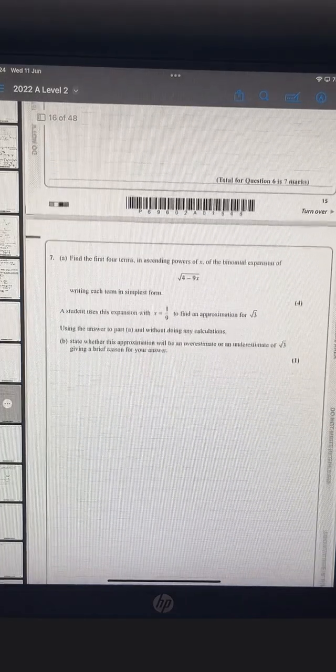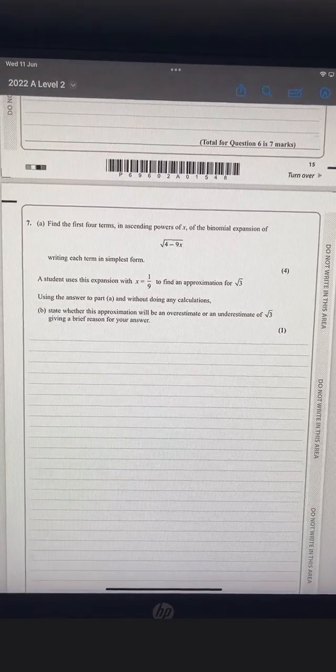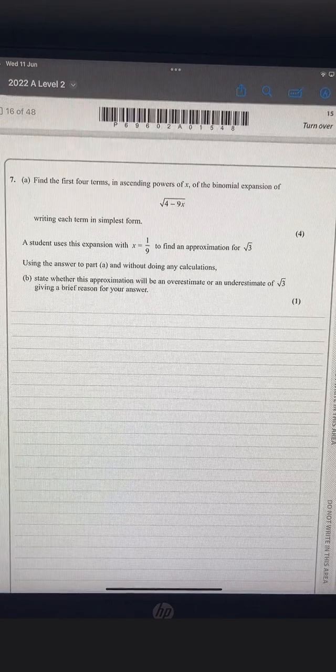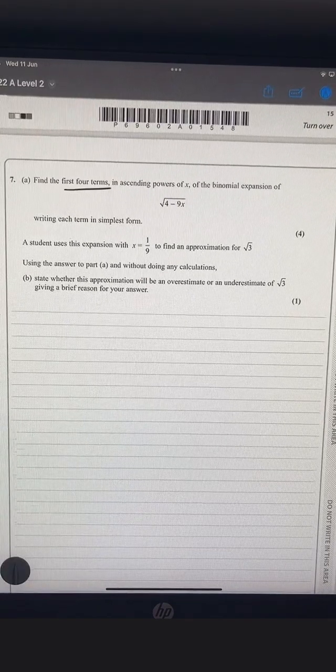Question 7 is a binomial expansion question. I've heard that this could come up in paper 2 because it hasn't already been assessed yet in paper 1. So 7a, find the first 4 terms in ascending powers of x of the binomial expansion of this thing here. Write each term in its simplest form. Iteration came up, not Newton-Raphson. Alright, cool. So Newton-Raphson could come up again as well, because it hasn't been directly assessed.